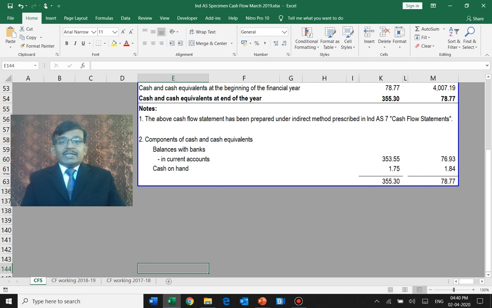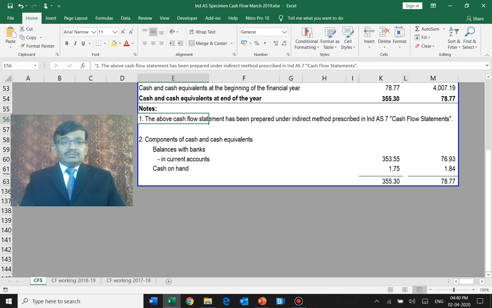So that is the reason why it requires a disclosure, which I can consider as a reconciliation, or I can show it as a component of what constitutes cash and cash equivalent: current account balances and cash on hand. In this case, there is no fixed deposit, and accordingly, the worry of seeing whether it has an original maturity of less than 3 months is not there. All deposits are more than 3 months of original maturity, so it becomes a part of the investing activity. And another thing which we are supposed to give as a note is to show whether the cash flow has been prepared based on the indirect method or the direct method.